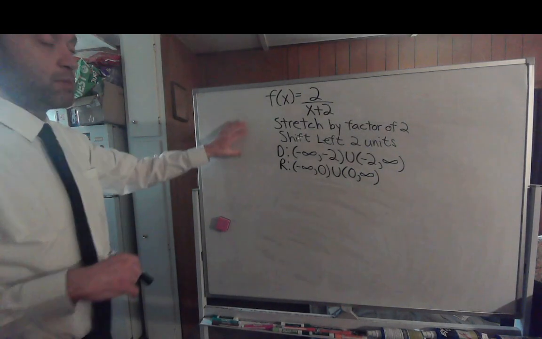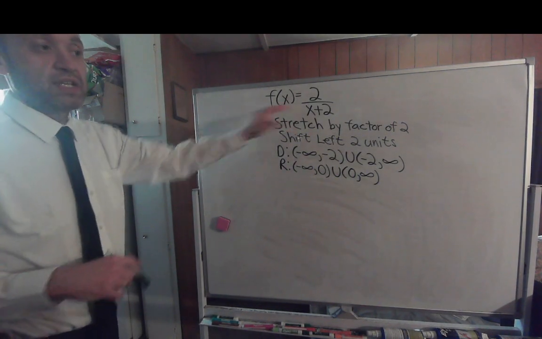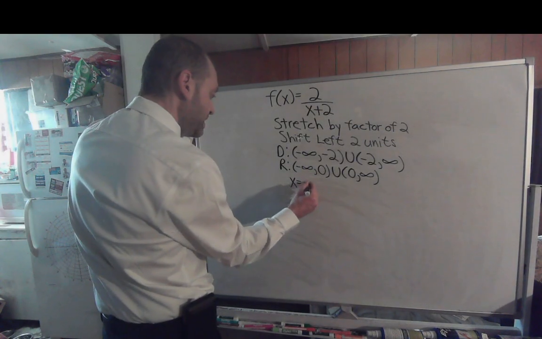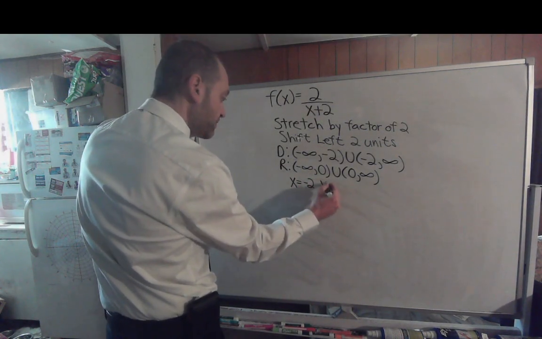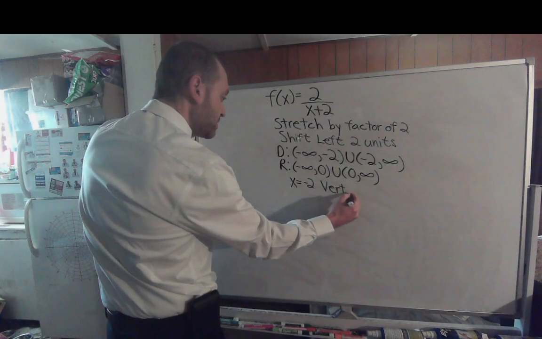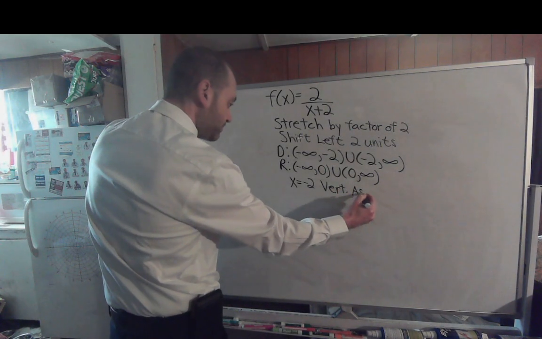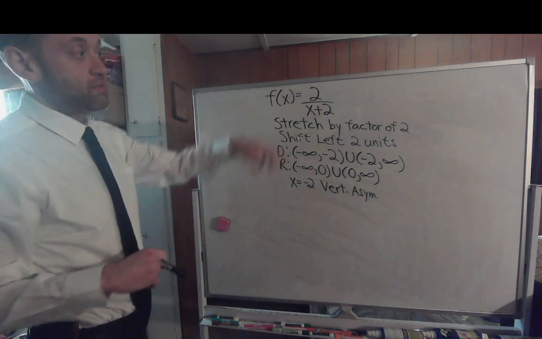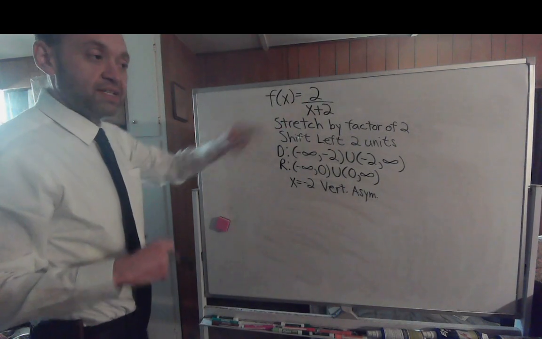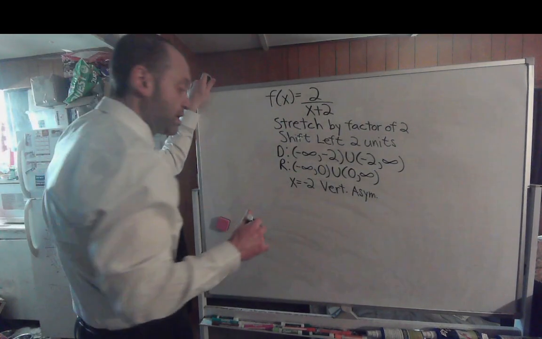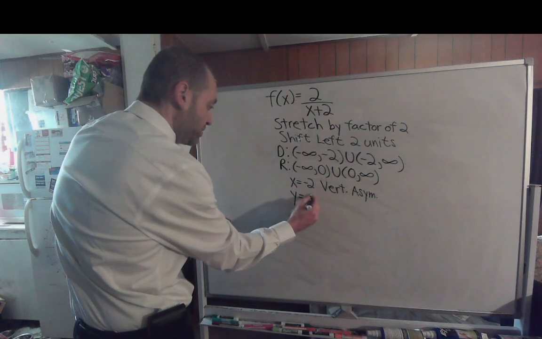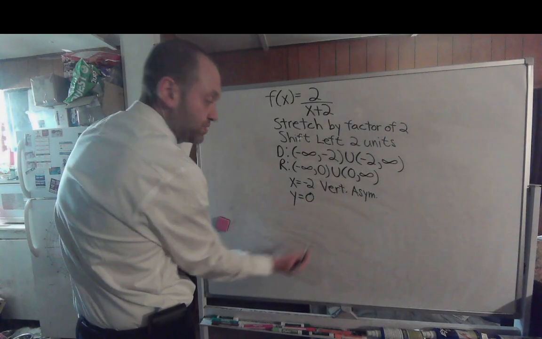So let's talk about asymptotes. That occurs when the denominator equals 0. So x equals negative 2 is going to be your vertical asymptote. And then, since the degree of the numerator is less than that of the denominator, you have a default horizontal asymptote at y equals 0.